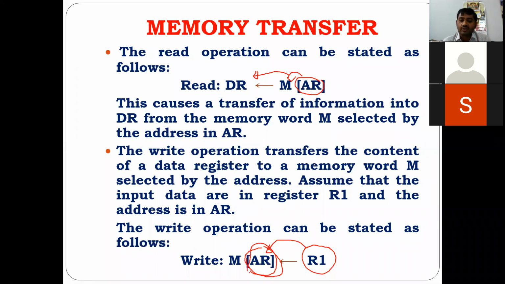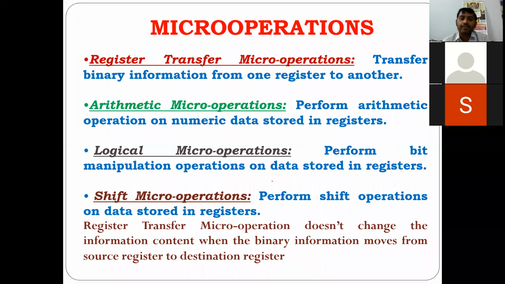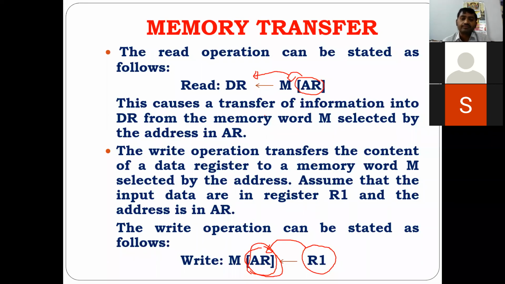So these address locations are what you will generally study in a microprocessor, where you are writing a program. In that you are mentioning the address in the programming, so that the particular contents of the register will be saved onto this address. Okay, so this is about the memory transfer.